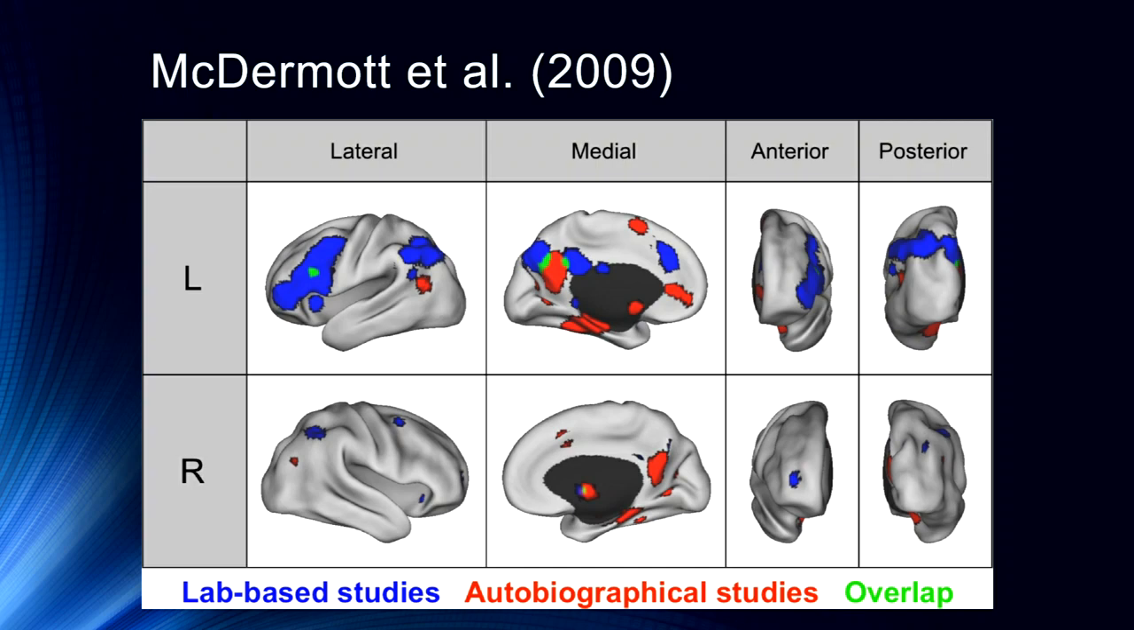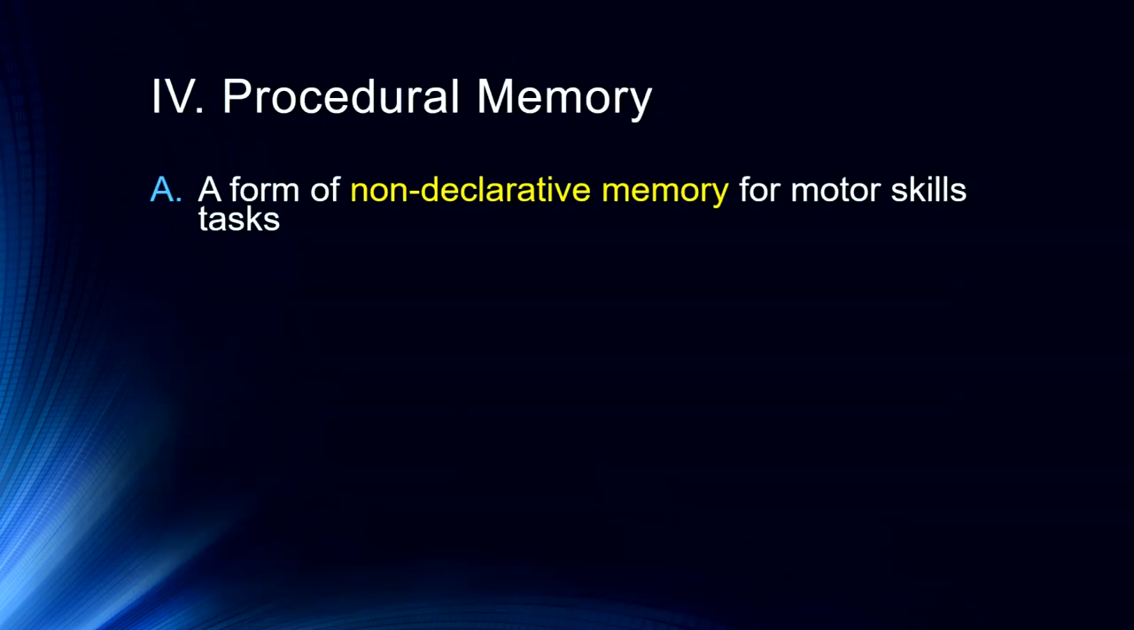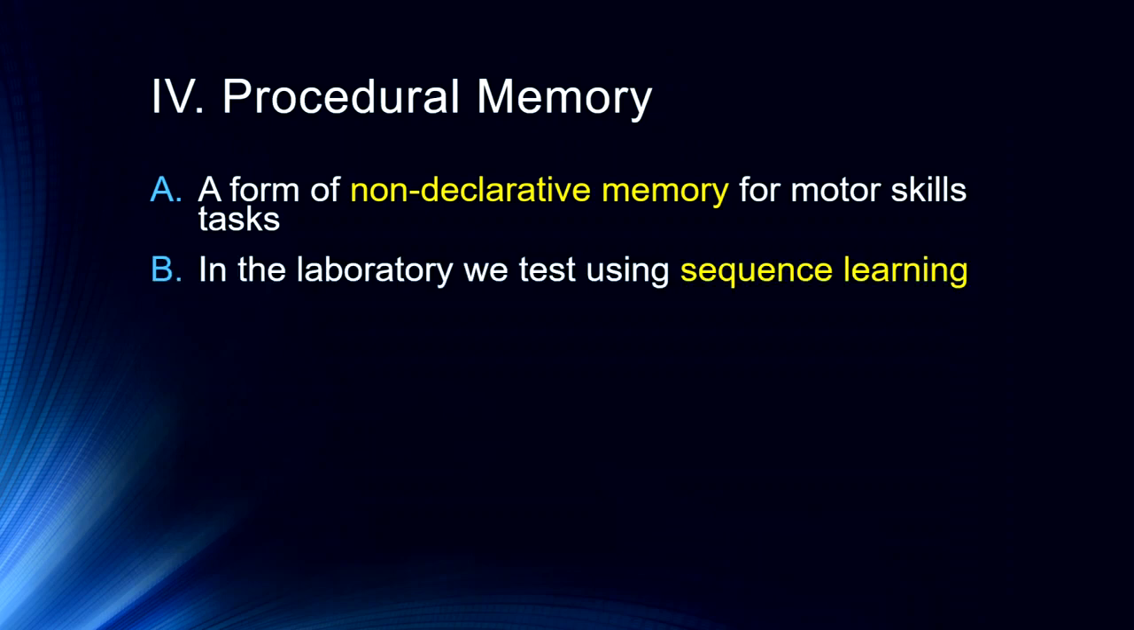And so we'll take a look in more detail in the next lecture at some fMRI studies of memory and what we've learned about memory. That gets us to procedural memory. This is a form of non-declarative memory for motor skills and tasks, that sort of thing. Piano playing, tennis playing, that sort of thing.